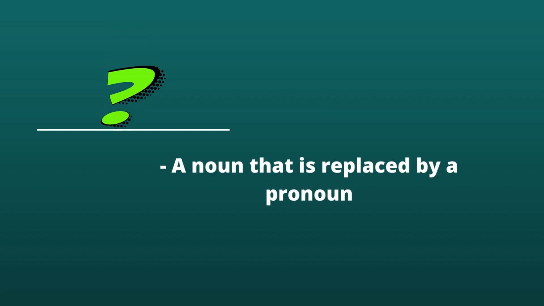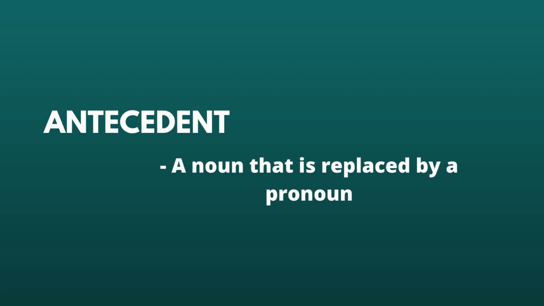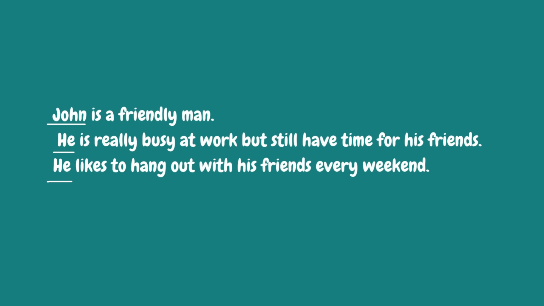Anyway, do you know what we call a noun that is replaced by a pronoun? It is called an antecedent. An antecedent is a noun that is replaced by a pronoun. Now let's go back to the example given earlier and replace the antecedent with the correct pronouns. The antecedent here is John.